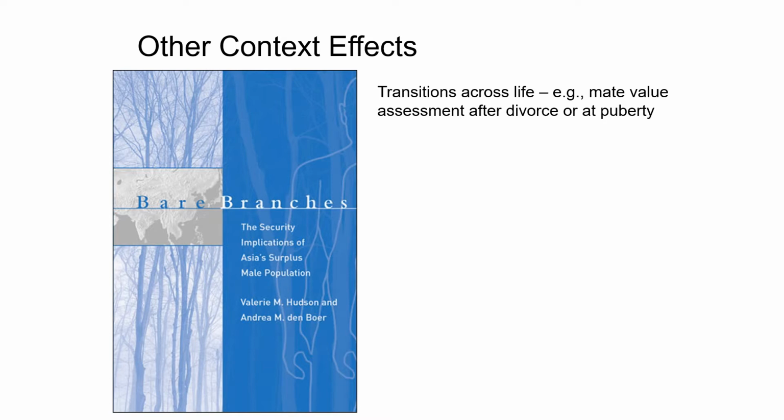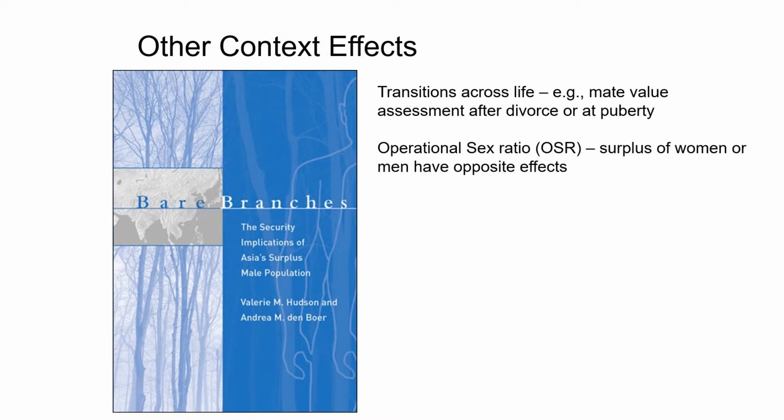Let's look at some other things. So transitions across the life. What happens to mate value assessment after divorce, what happens to it at puberty, those types of things, they actually change strategies people have. After a divorce, people start to have different strategies. At puberty, people have different strategies. So the operational sex ratio is one thing. If there's a surplus of women, men will then have opposite effects.